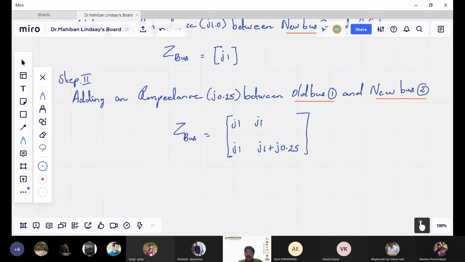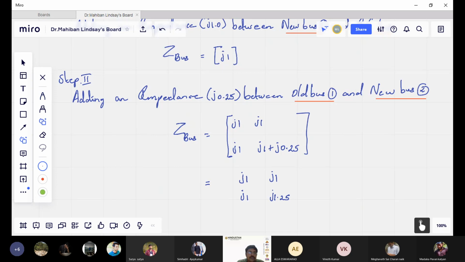The old bus value will be as it is, and the new bus, that means at the corner, right? We have to add the new bus at the end. Therefore, we can simplify it. So here J1 will be there, and here J1 will be there, and here also again J1, but here it is J 1.25, right? So this is what we got.